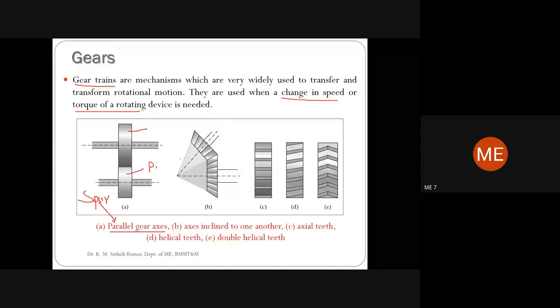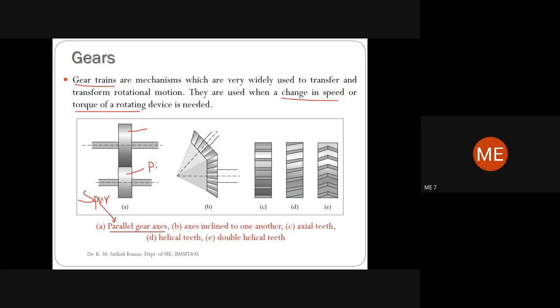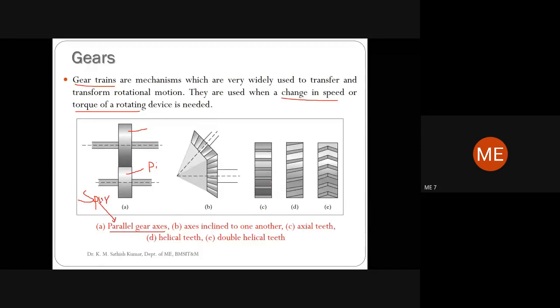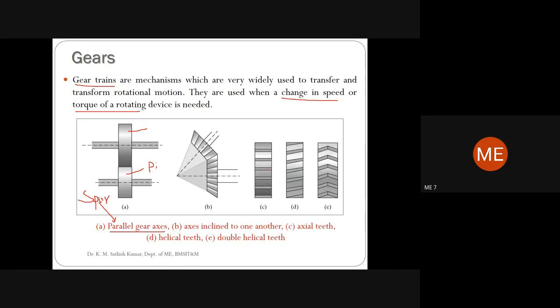Then, based on the inclination, if there is an inclination, we call it a bevel gear. In this case, these lines indicate the teeth which are cut. The gears used with parallel shafts may have axial teeth, wherein the teeth run parallel to the axis of the shaft. These are examples of the spur gear.